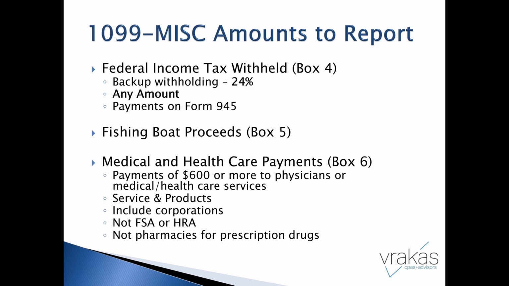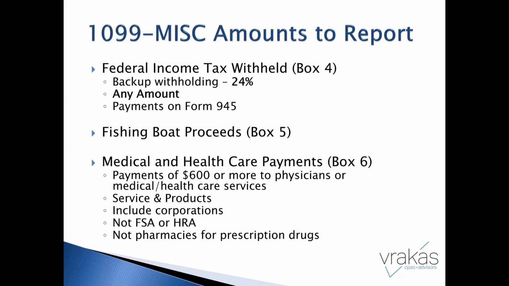Box 4 is federal income tax withholding. So if you're required to do backup withholding, it's 24%. You have to withhold from any future payments for that vendor if they have not provided you an employer ID number, you've requested it, you may have gotten an IRS notice, a B notice, and then you're required to withhold on that vendor until they provide you the proper information.